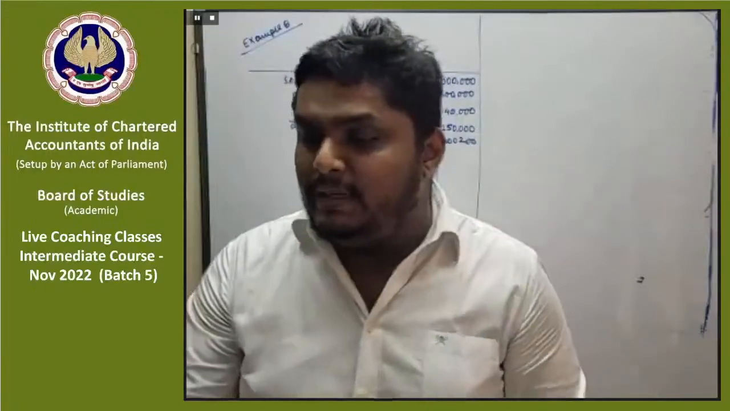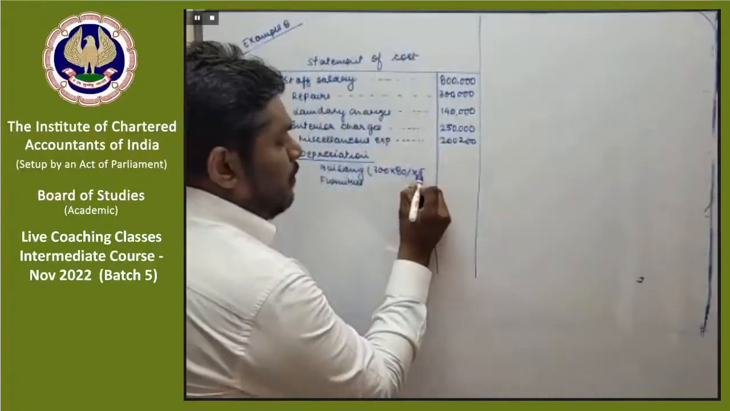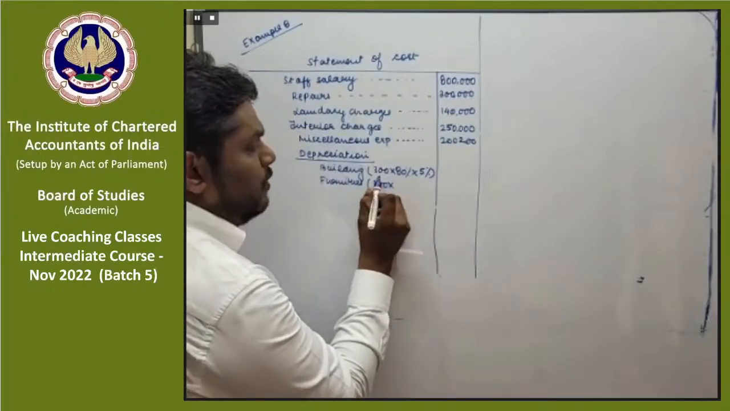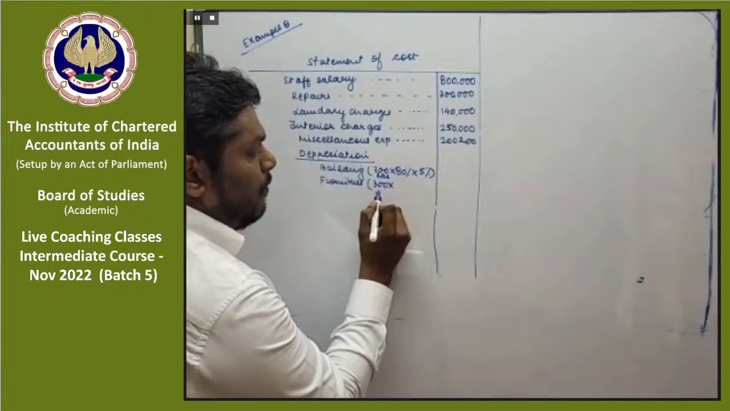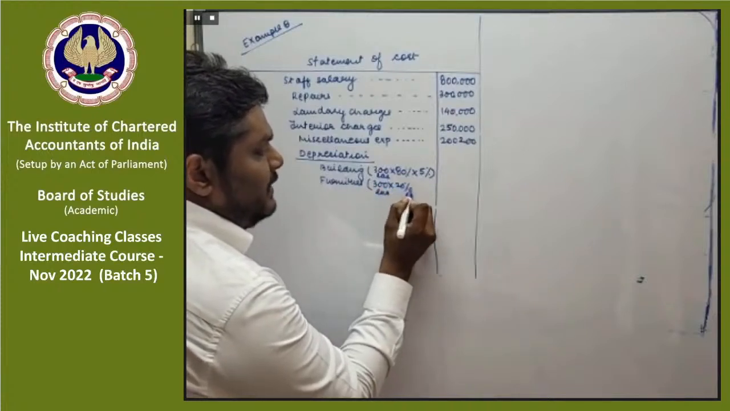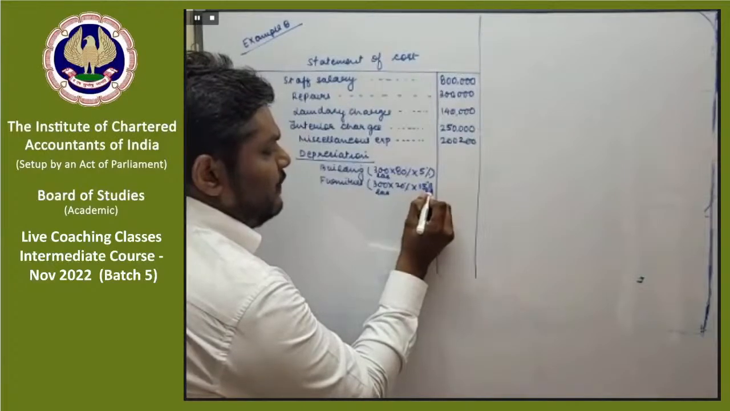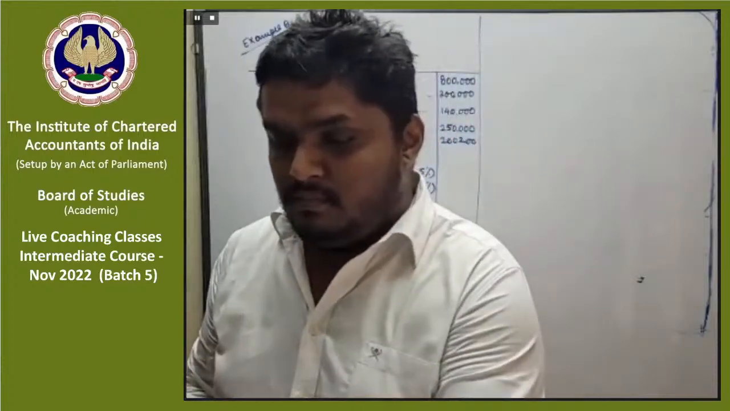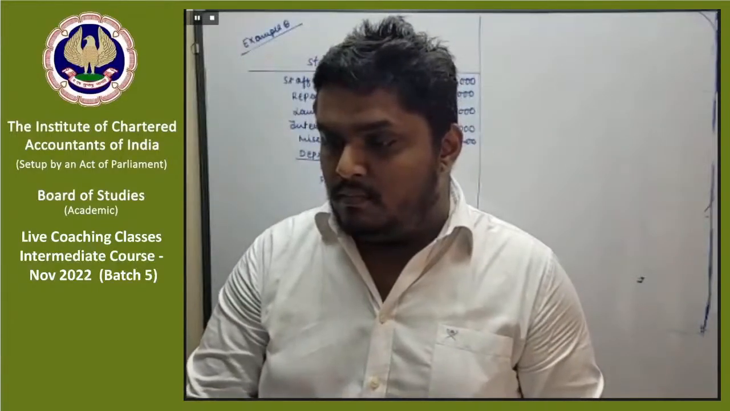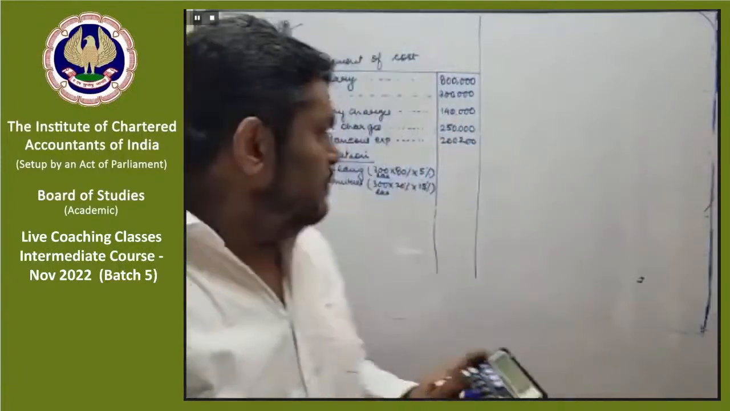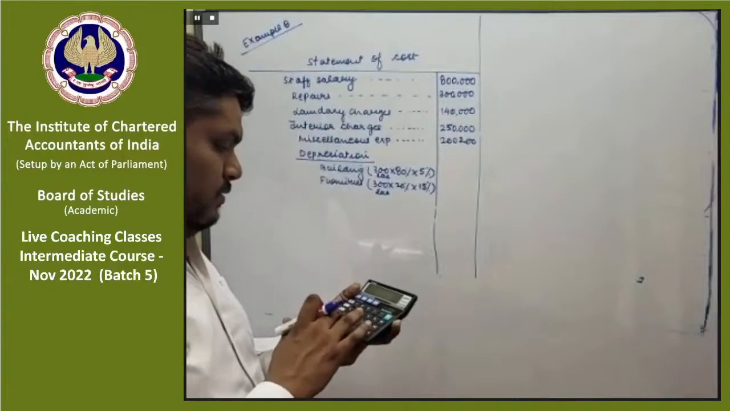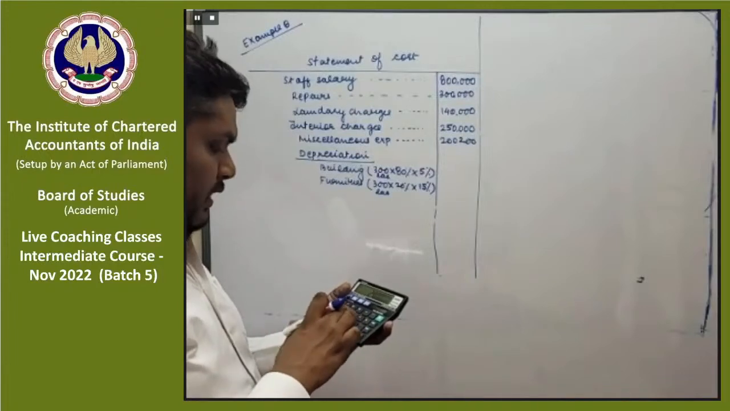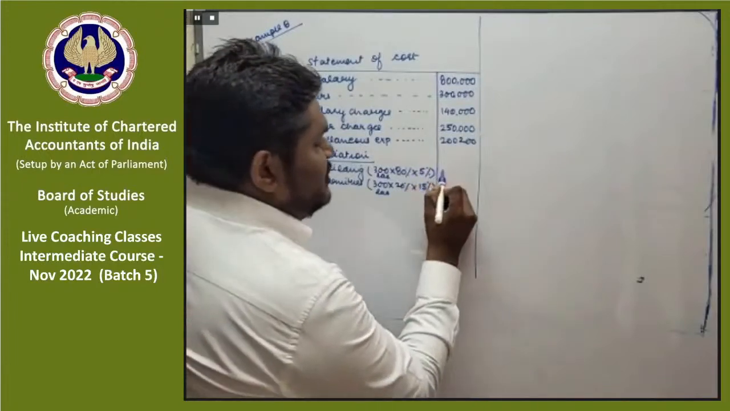300 lakhs into 80% into 5% for building, and 300 lakhs into 20% into 15%, that is for furniture. So 300 lakhs into 80% into 5%. So 12 lakh is the depreciation on building.